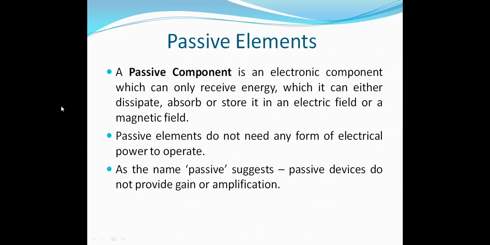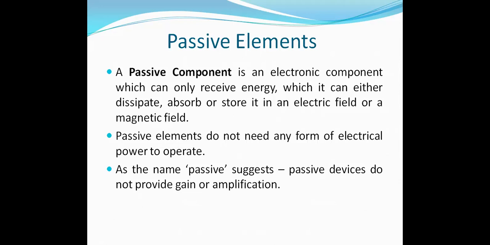And next, the passive elements. A passive element is an electronic component which can only receive the energy. It either dissipates it in the form of heat, or it can absorb or store the energy, that is in the form of an electric field or in the form of a magnetic field. So they do not need any form of electrical power to operate. All the passive elements do not need any form of electrical power to operate. They do not rely on any electrical power.